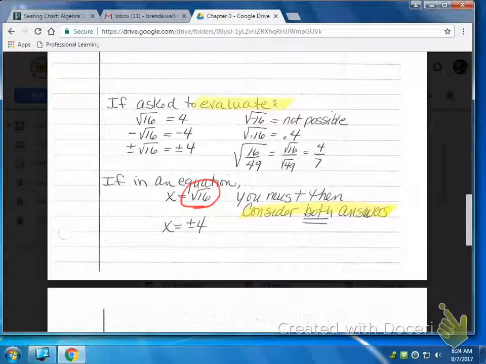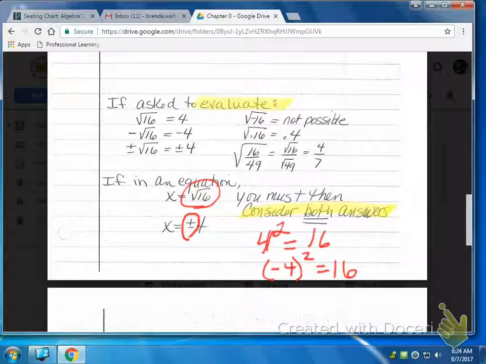What is 4 squared? What's 4 times 4? 16. In parentheses, what's negative 4 times negative 4, squared? No, negative times negative is positive 16. So see, it could be either one. So you've got to say plus or minus 4.